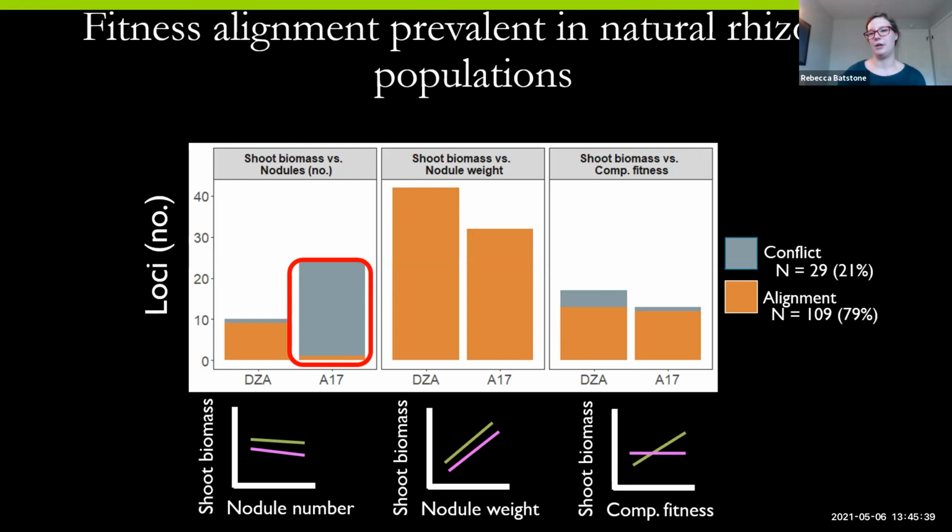We nonetheless, though, did find some loci underlying conflict, and this was particularly true on A17, in which many pleiotropic variants were negatively associated with shoot biomass, but positively associated with nodule number. So follow-up functional validation studies could then be done, because we know where these variants occur, and so they can be used to understand how these candidates of conflict potentially disrupt the legume-rhizobium symbiosis.